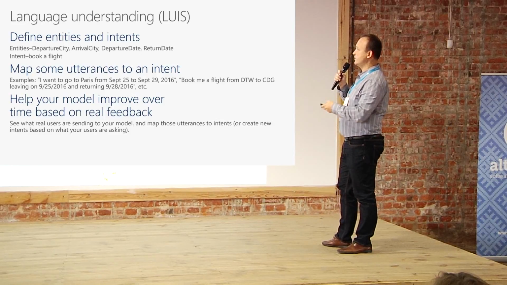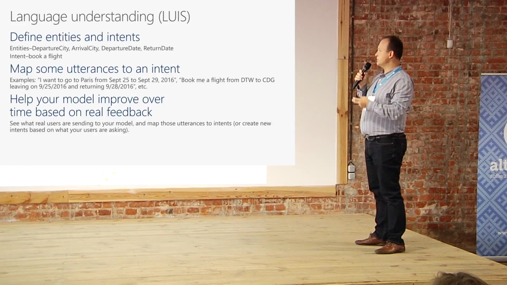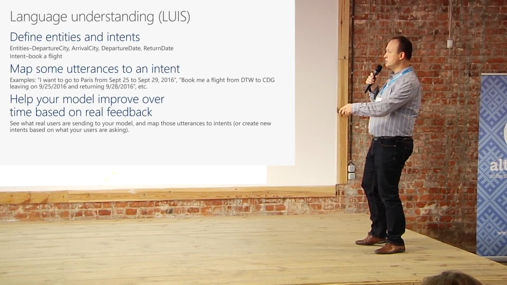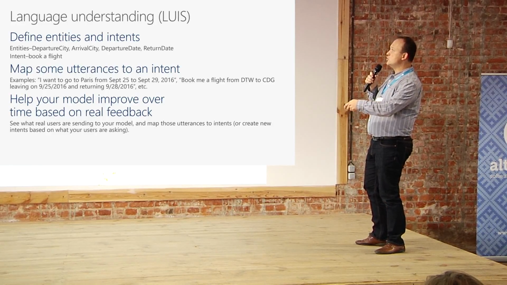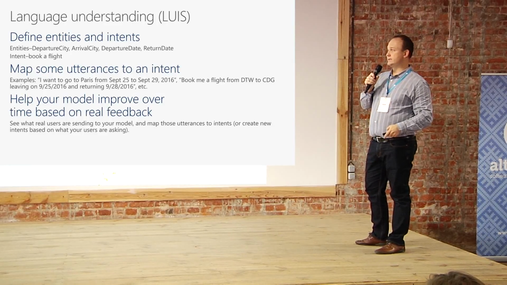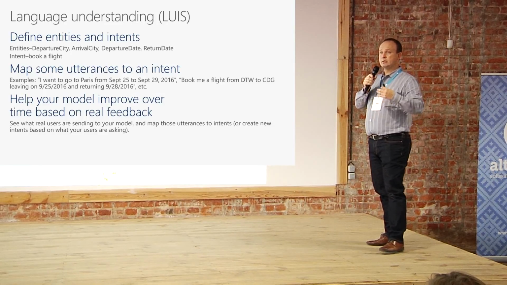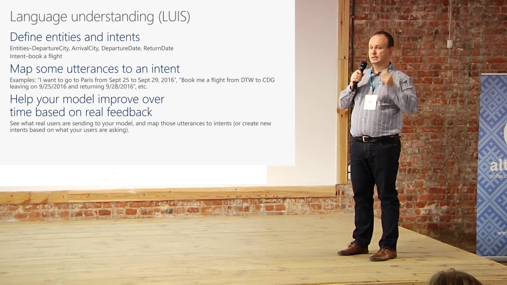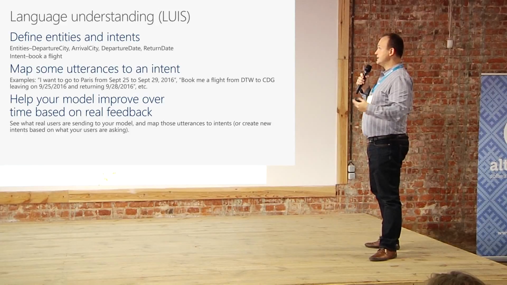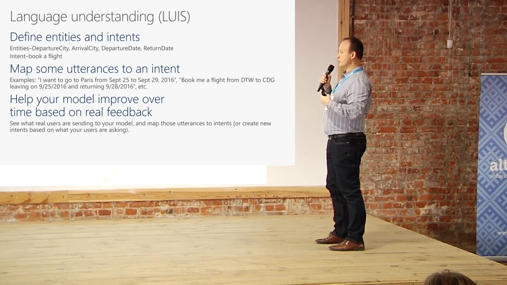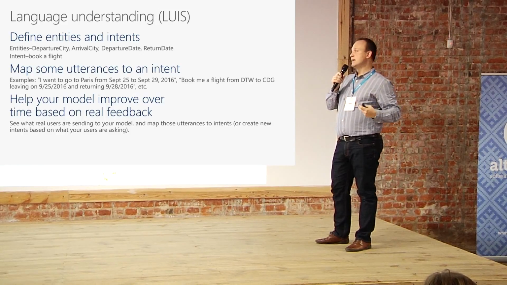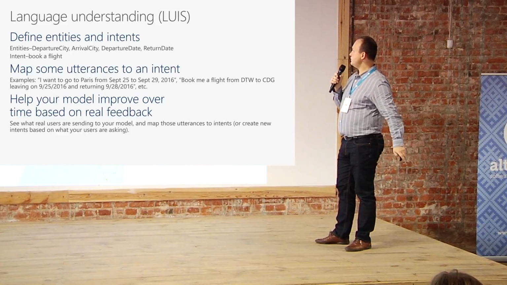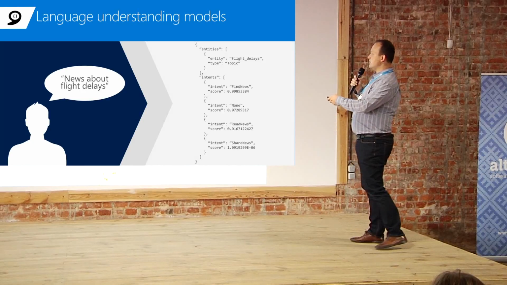So this is a common example that comes from our user. I want to go to Paris from September 25th to September 29th, or book me a flight. So actually we need to translate those phrases, those utterances, to those entities and intents. We can do it ourselves. So typically we start with training our model based on the data that we provide as developers or our testers. But then, after that, we can wait for the feedback coming from users and help our model to retrain.